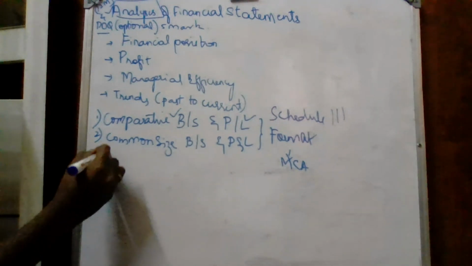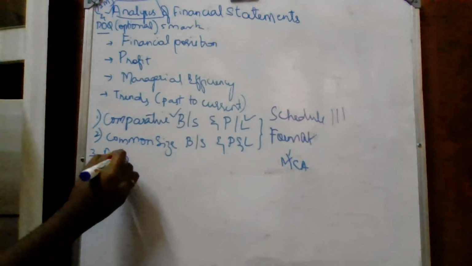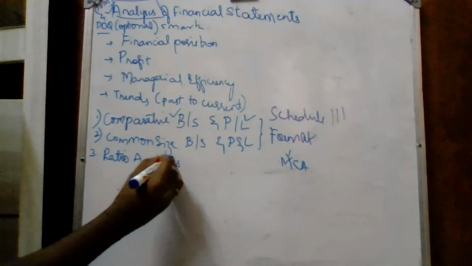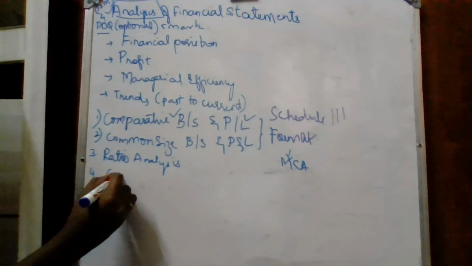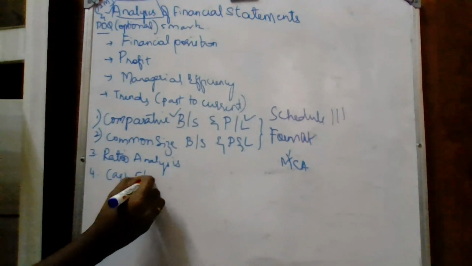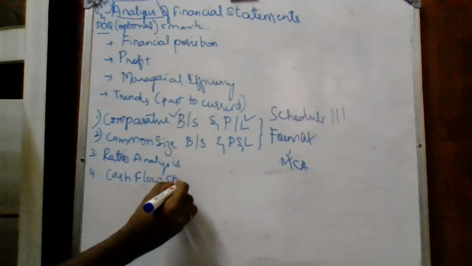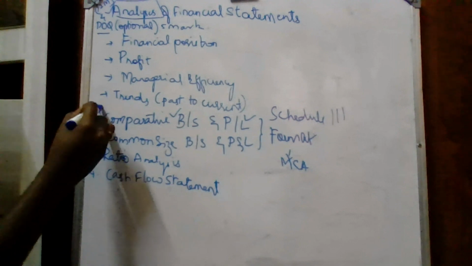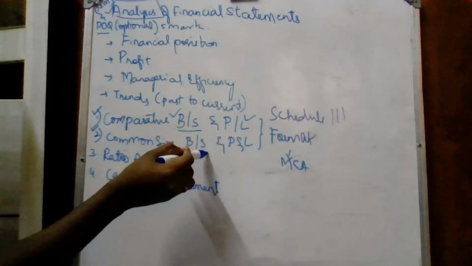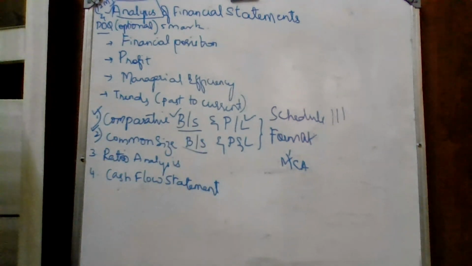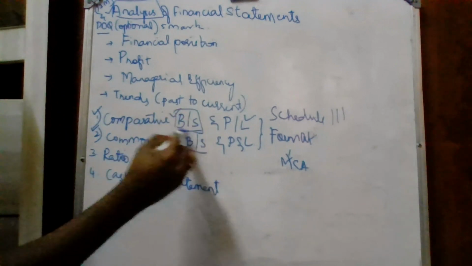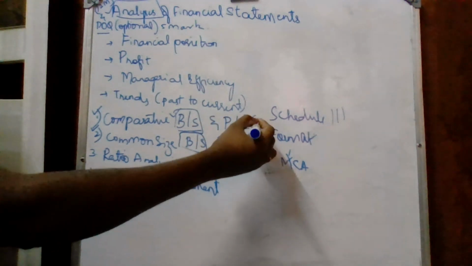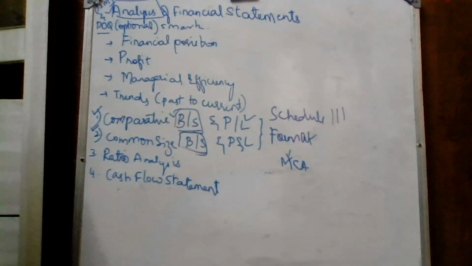Next, we have ratio analysis, which is a separate chapter. That is also analysis of financial statements. Then we have cash flow statement. Again, it is a different chapter. We will do cash flow statement in a later part. But in today's class, we will do comparative and common size of only the balance sheet, which will be there for 12 markers. P&L, they might ask for POQ 5 mark questions.